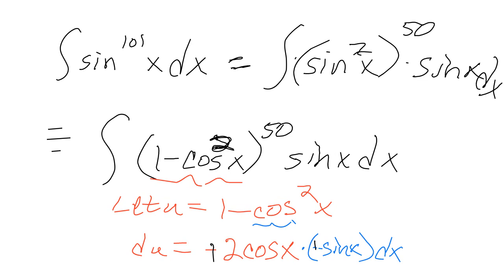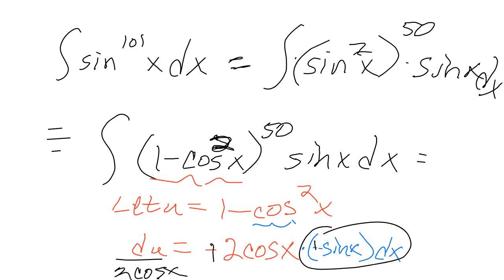Then I want to rewrite this in terms of u. So sine x dx is du over 2 cosine x. And so I could rewrite this a little bit differently. I could rewrite it as the antiderivative of u to the 50th power, right? So that part's easy.